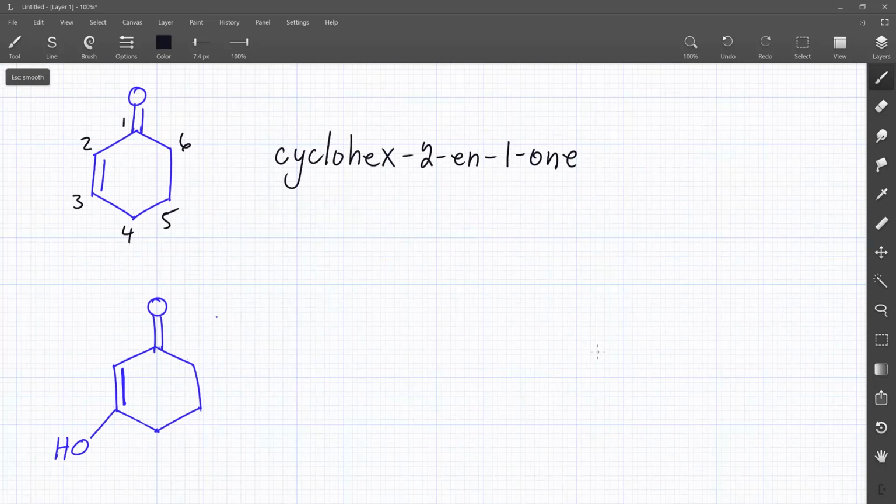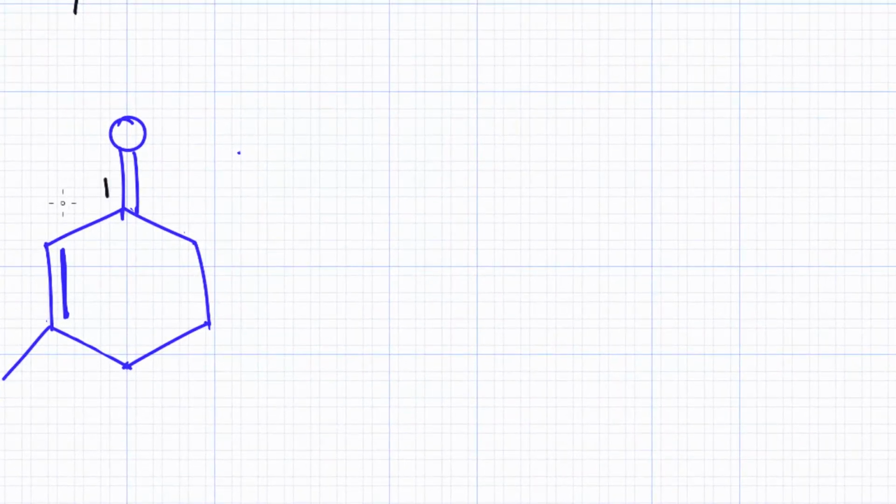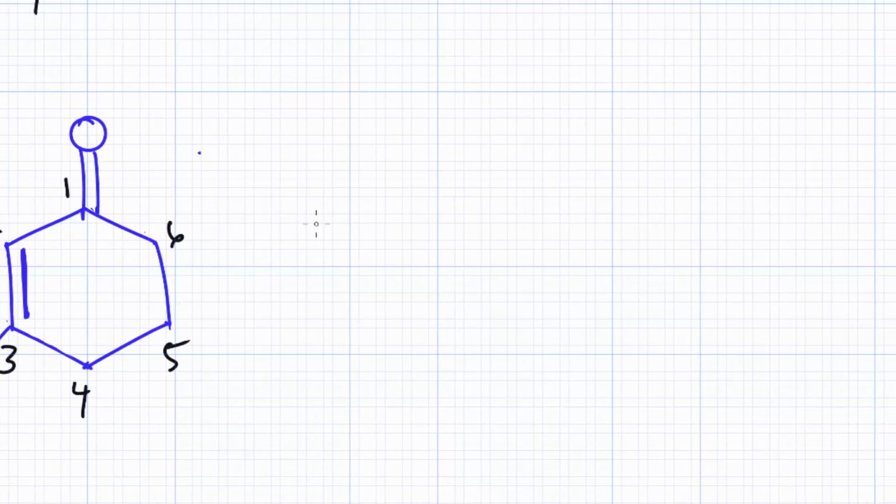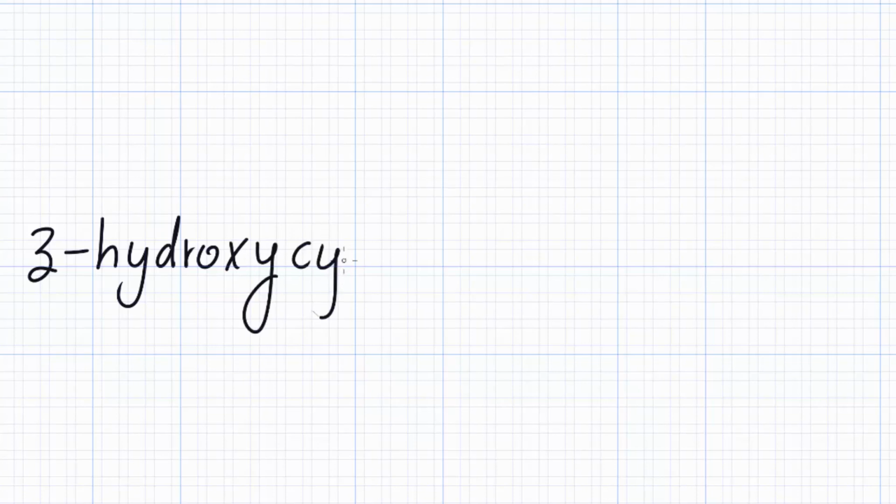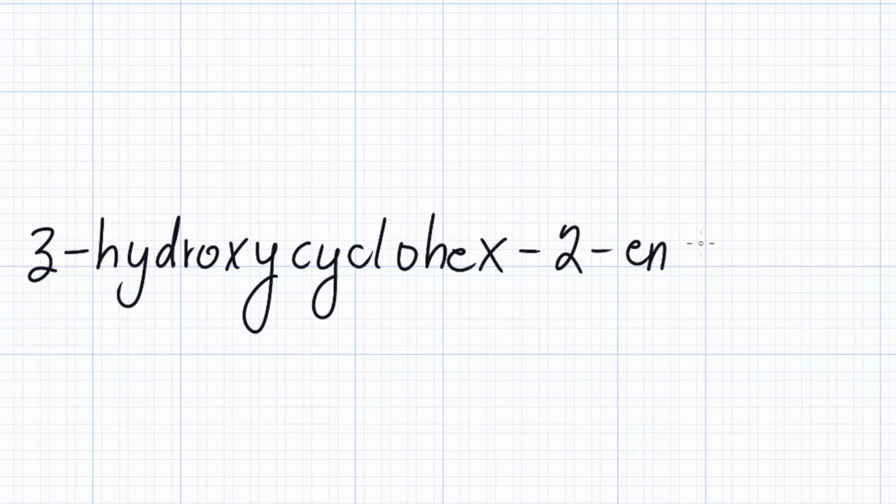Okay. If I did this one, this would be 1, 2, 3, 4, 5, 6. This would be again, I can put my 3-hydroxy. Cyclohex-2-en-1-one.